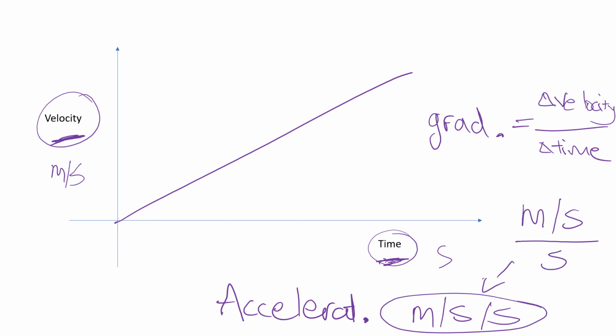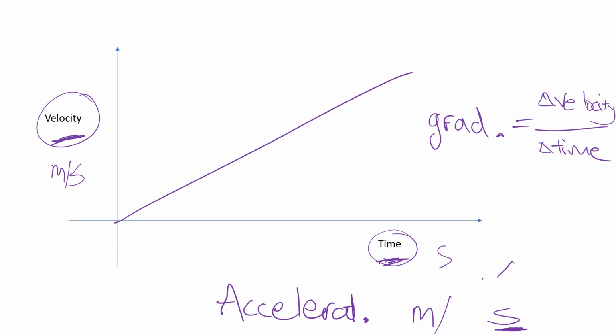And the units, this meters per second is the velocity per unit of time. So we get meters per second squared, or you'll see meters per second to the power of -2, which means the same thing. It's the change in velocity over time. So that's what the gradient in a velocity time graph gives us. So the gradient gives us acceleration.